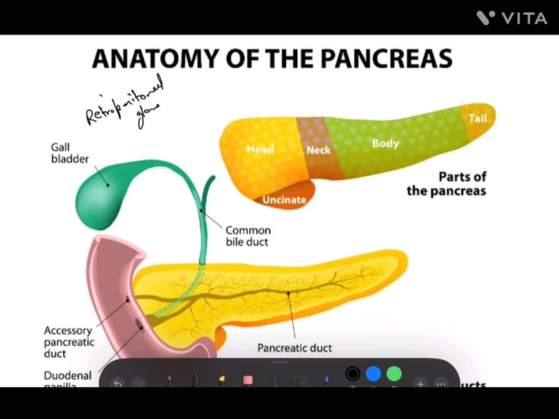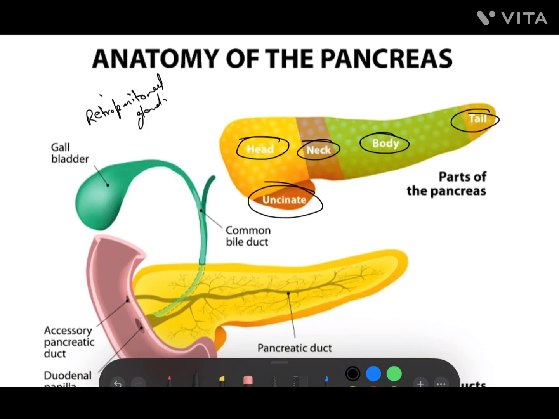What is it? A retroperitoneal gland extending from the duodenum to the spleen. Here we can see some parts like the head, neck, body, tail and uncinate process. These are the parts of the pancreas. So, you can see some relations.